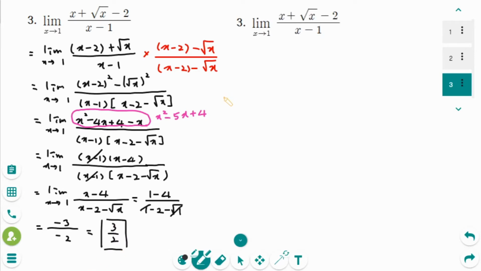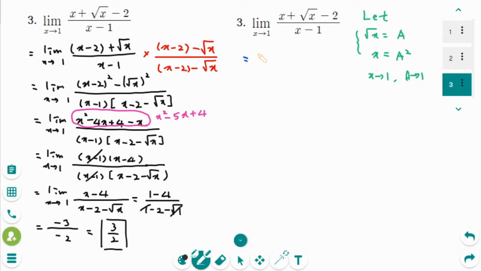The second way is using substitution. I think this is a little bit easier than the first method. Let the square root of x be a, then square each side to get x equals a squared. And then x approaching 1 is the same as a approaching 1.